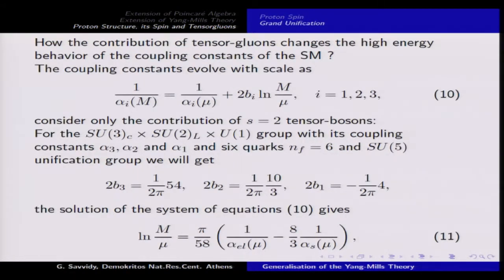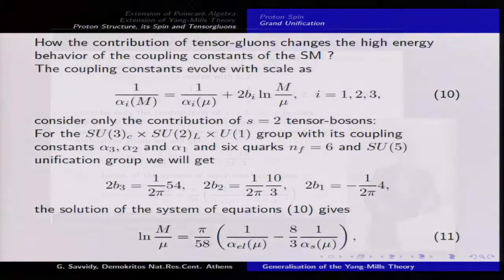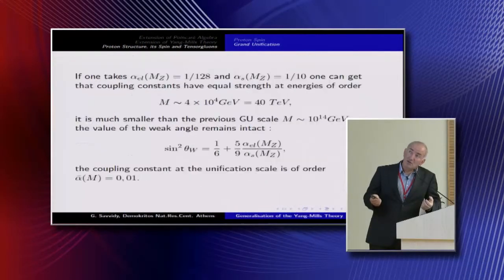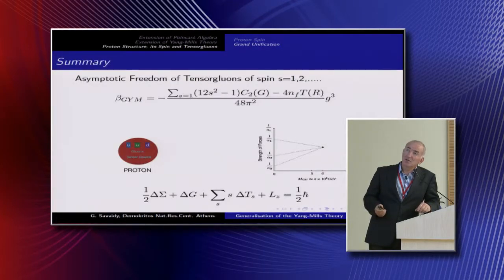Because the running of the coupling constant is changing, right? Because you have the beta function somehow increases. So I ask myself, what will happen if, let's say, the tensor gluon of just spin 2 is excited, and then you calculate the standard thing, and you will see that unification happens much earlier than the Planck scale, or whatever it is, 100 TeV. That's another conclusion which comes out from these calculations. So this is a summary.